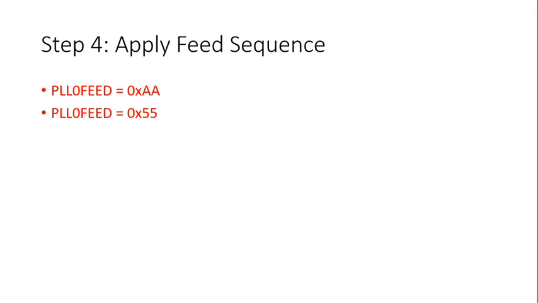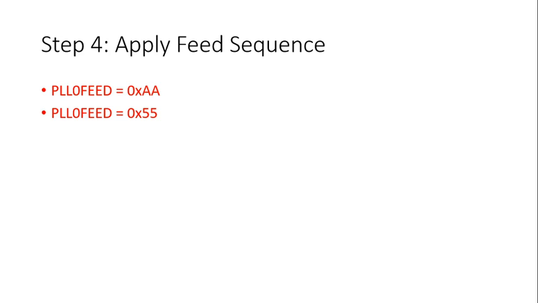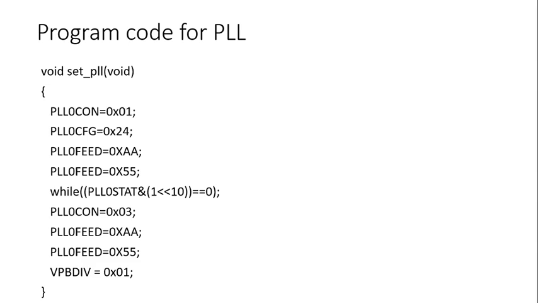Again, you have to apply the feed sequence because you are writing data in the control register. Again, the same sequence you have to give. First you give AA, and then you give 55. So this is the sequence.